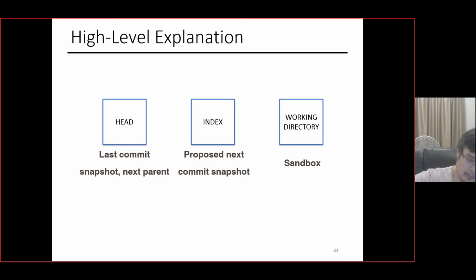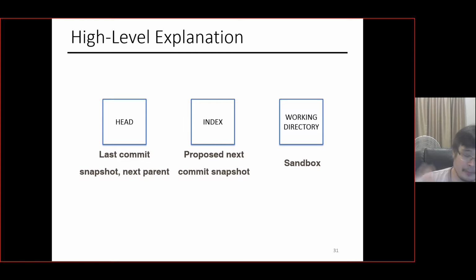This is kind of like the way you can modify your code, right? That's the version called the head. The head is the last commit. That's your snapshot. That's like when you save the game. There's index. Index is your proposal for the next snapshot.